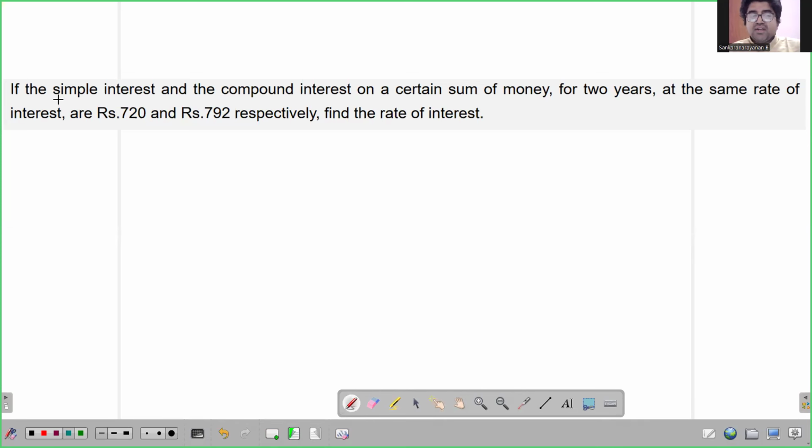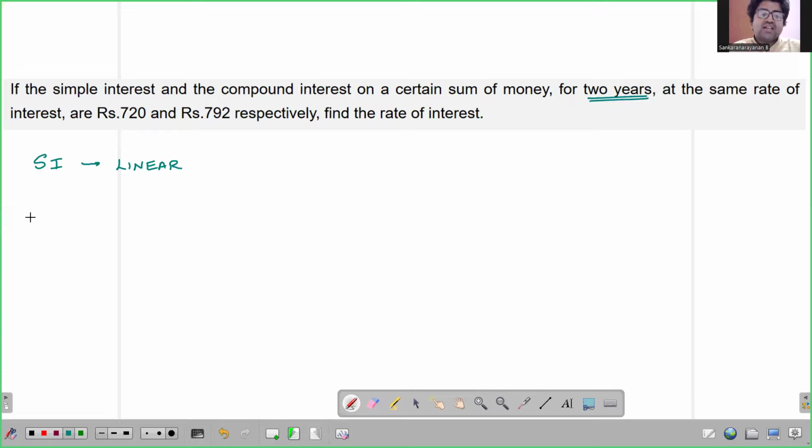So in the question it is given, if the simple interest and the compound interest on a certain sum of money for 2 years, this is very interesting, at the same rate of interest, are rupees 720 and rupees 792 respectively, find the rate of interest. Please note, simple interest always follows the linear nature. As far as compound interest is concerned, you are aware that the compounding effect will come. Simple interest is very linear in nature.